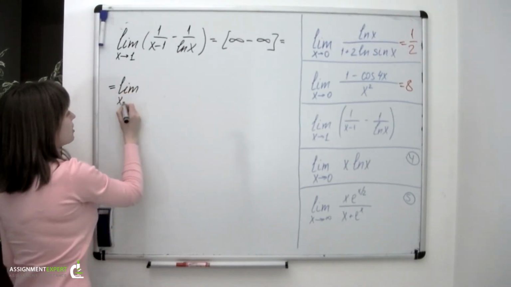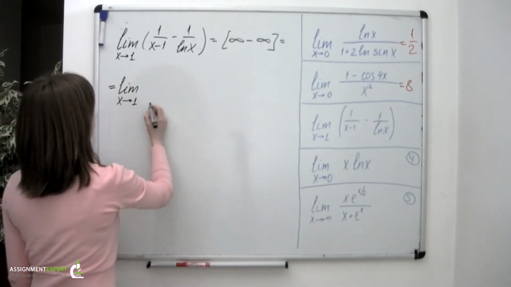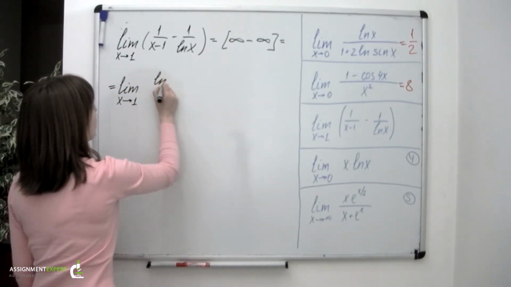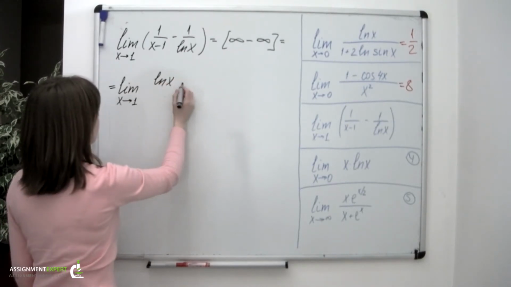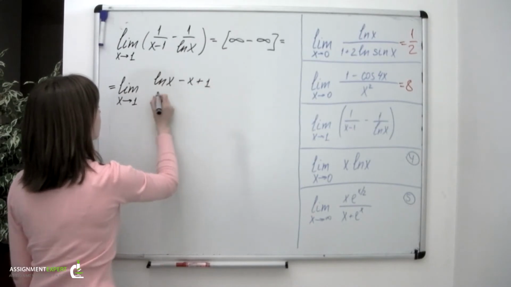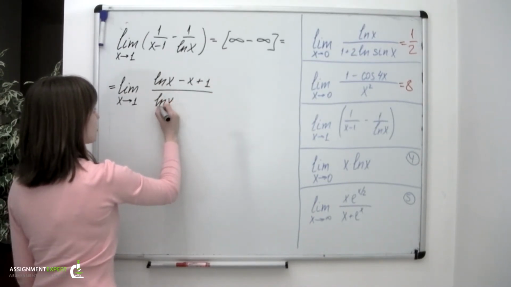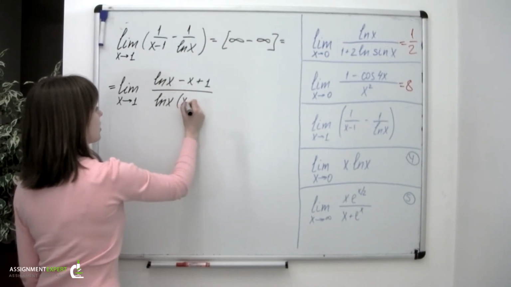We have the limit as x approaches 1 of ln of x minus x plus 1 over ln of x times x minus 1.